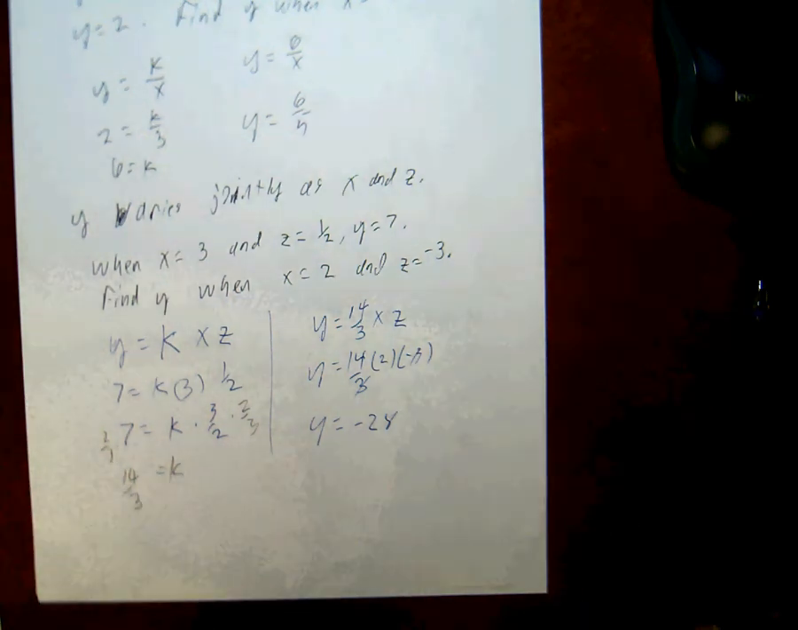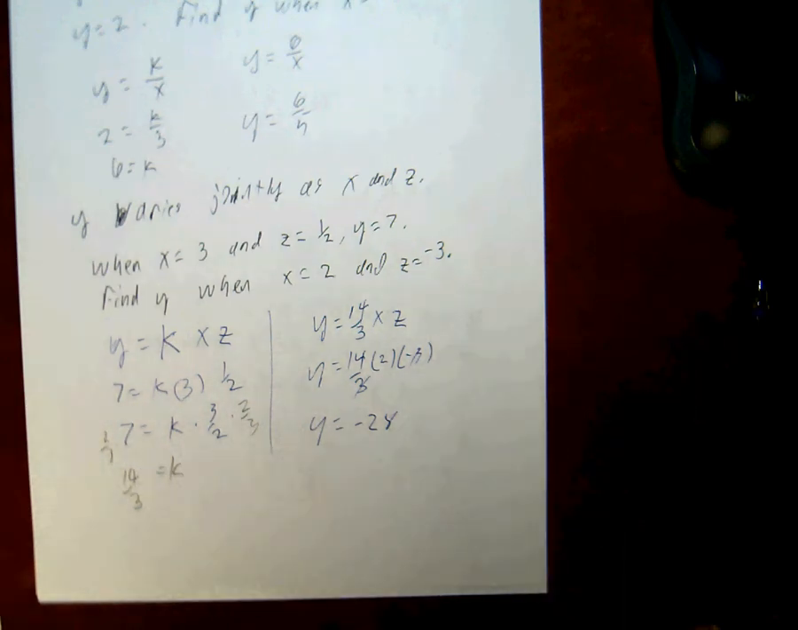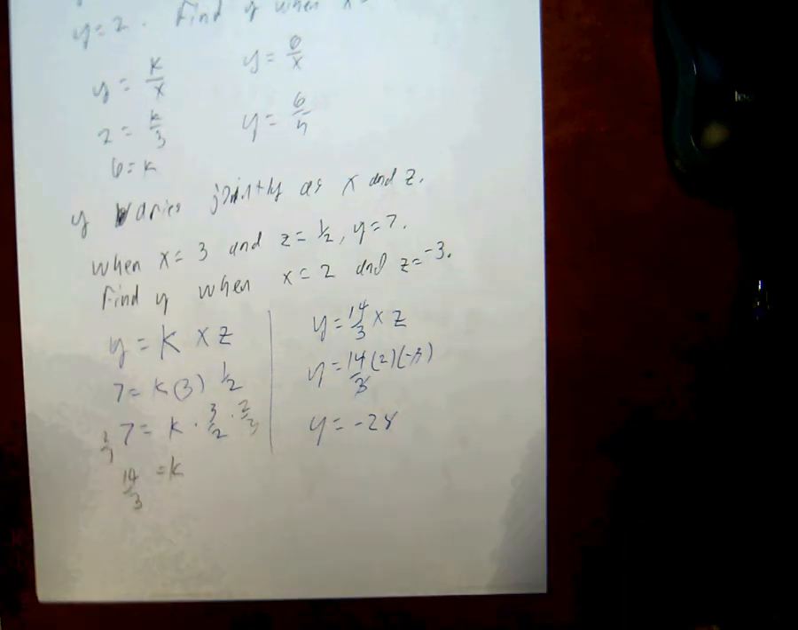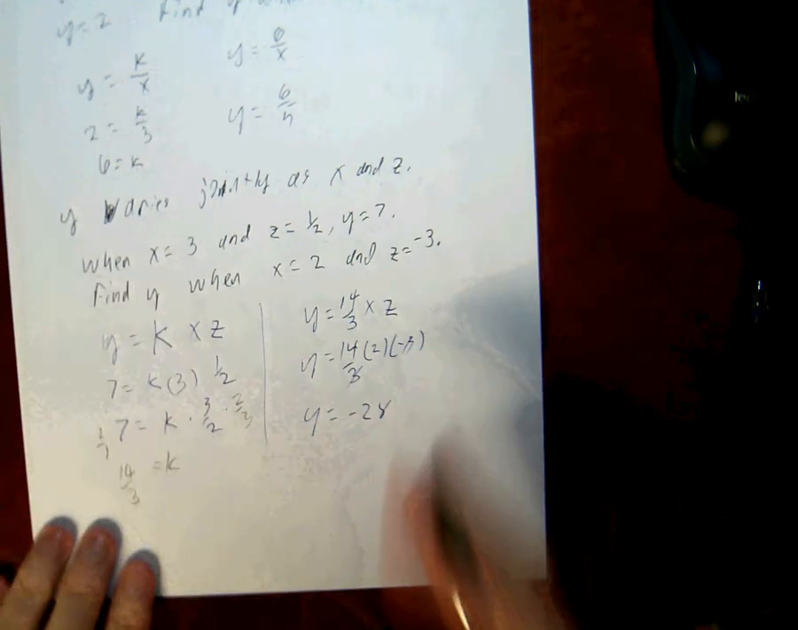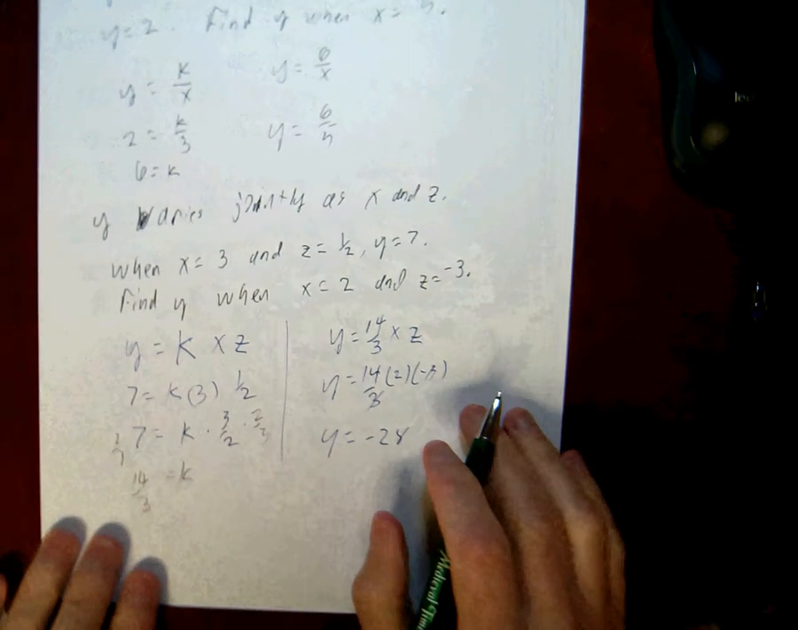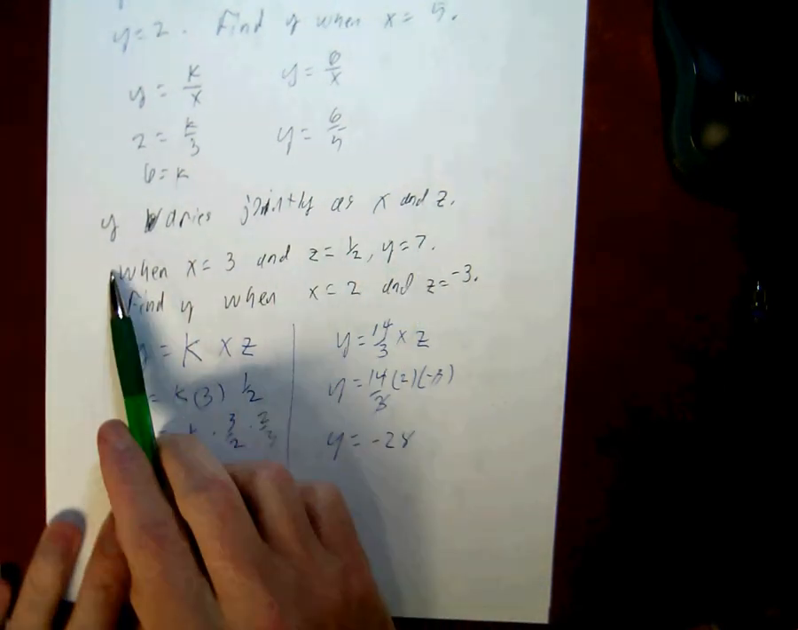Perfect. To me, this is really an Algebra 1 topic. I don't know why it's in Algebra 2, but it can't get that hard. The only way that it gets harder is instead of saying y varies jointly as x and z, they'll give you words.